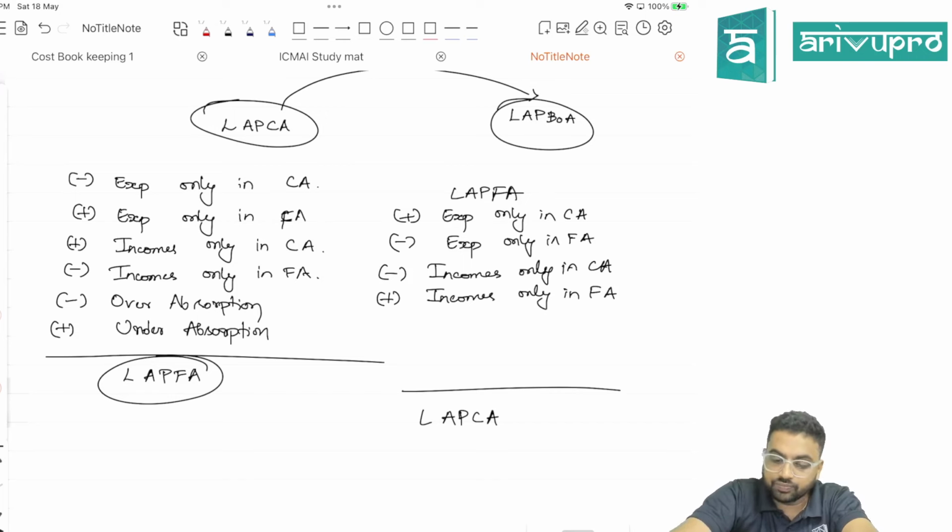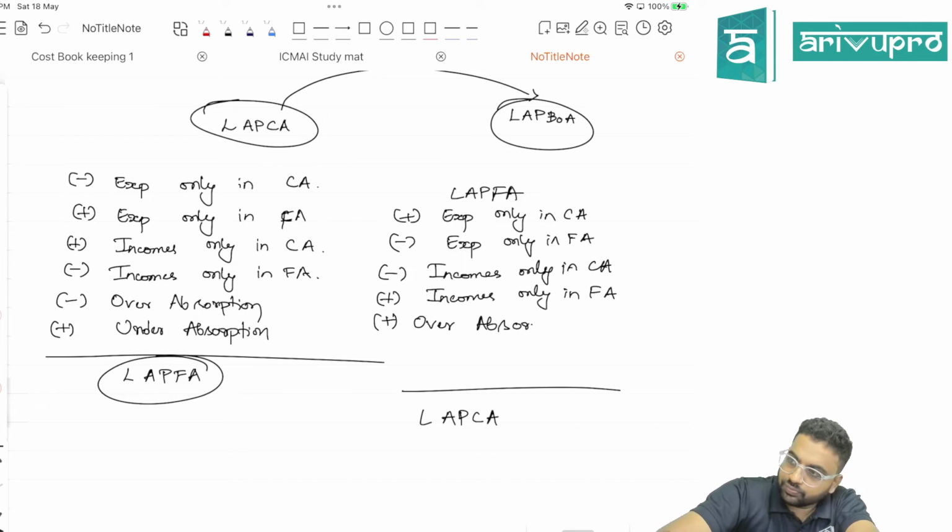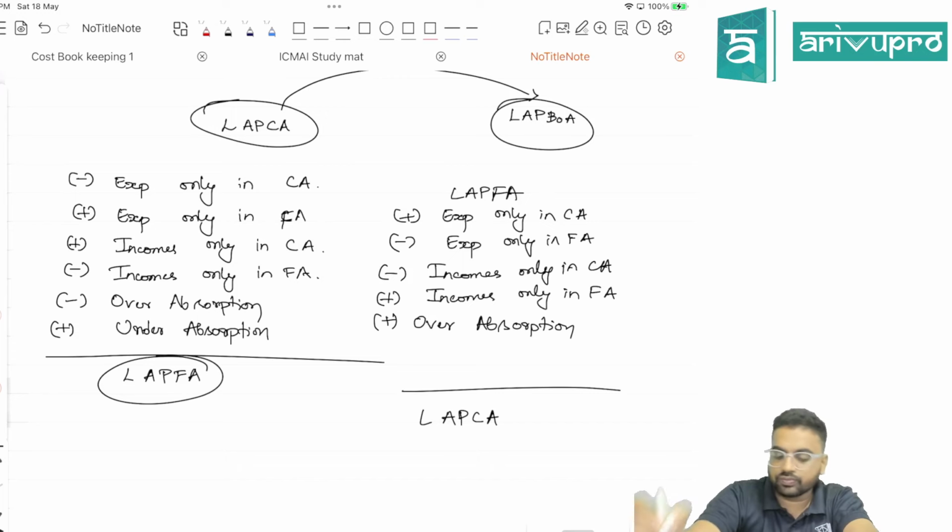Okay sir, done. Over absorption, what you should do, sir? Over absorption means you showed more expense in the cost books, because of which your cost loss has been increased. So now here also you increase. That is, add over absorption. Okay, done. Next what, sir?